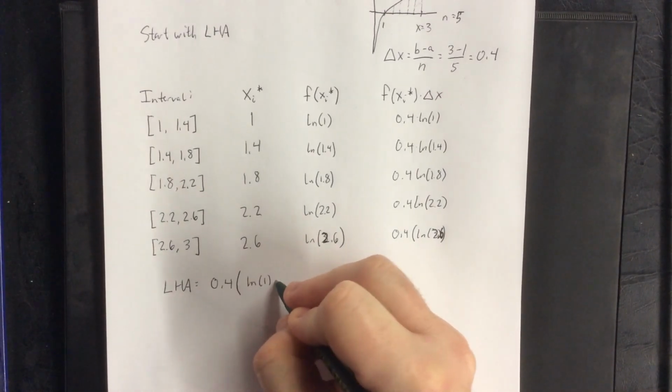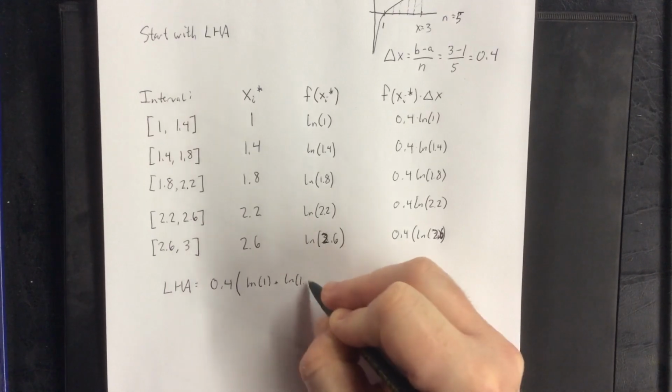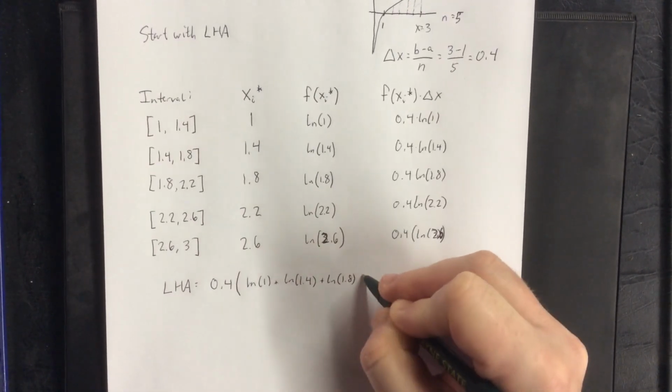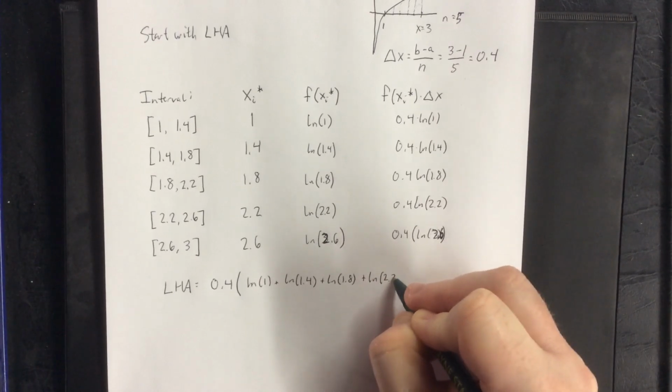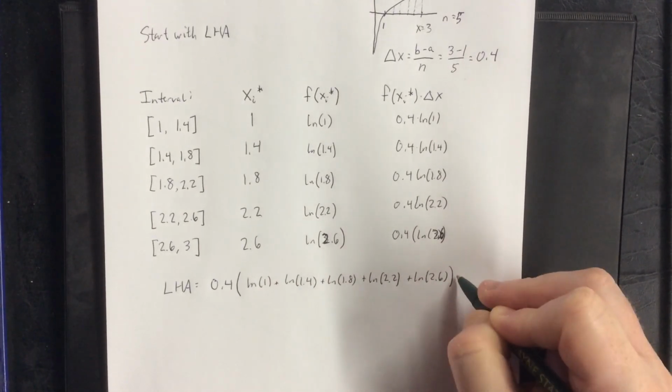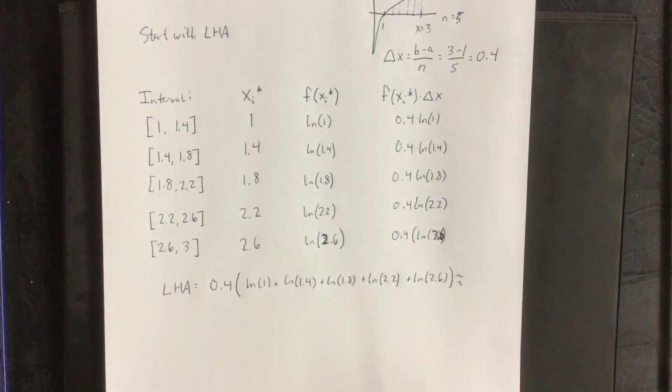So natural log of 1 plus the natural log of 1.4 plus the natural log of 1.8 plus the natural log of 2.2 plus the natural log of 2.6. Tossing that all into a calculator will give us the left-hand approximation for our area.